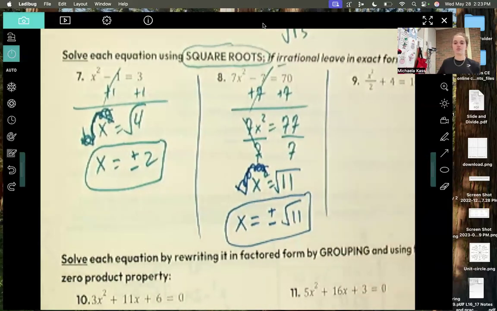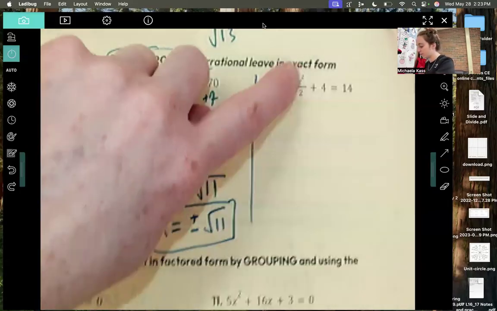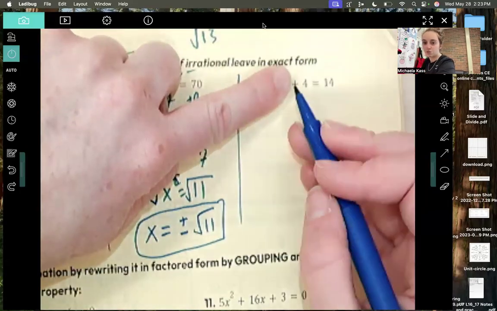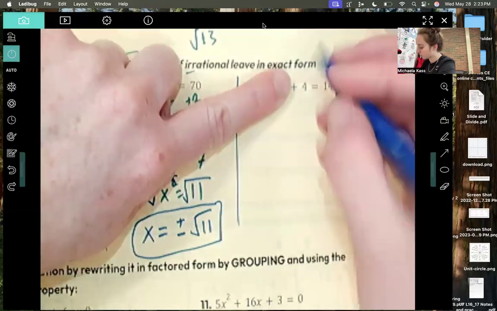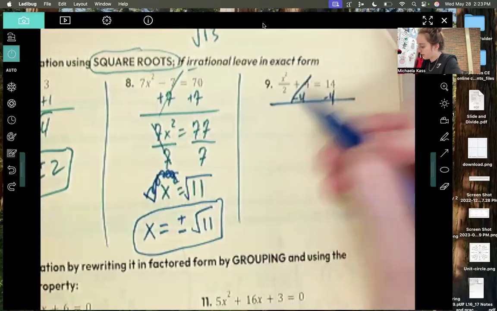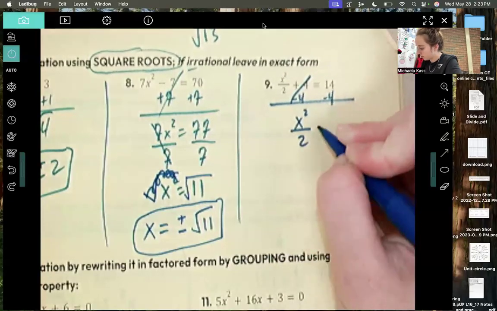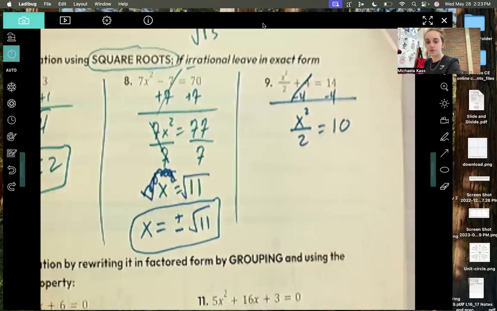All right, let's try number 9 now. Number 9, again, the same method I've used for all these problems is covering up the variable. So covering up the variable with my finger, awesome. It says plus 4. Get rid of that plus 4 by subtracting 4. Now that goes away. I have x squared divided by 2 equals 10.